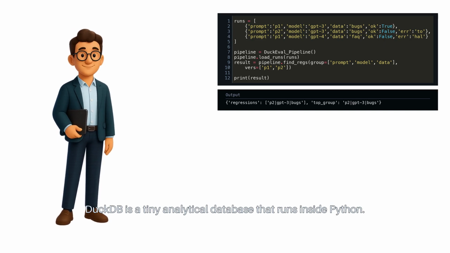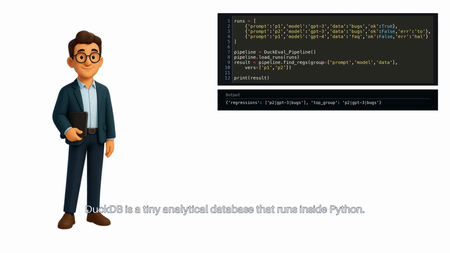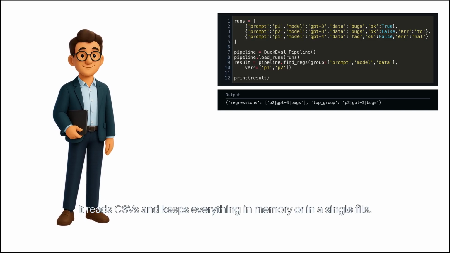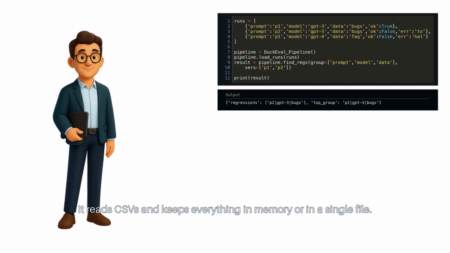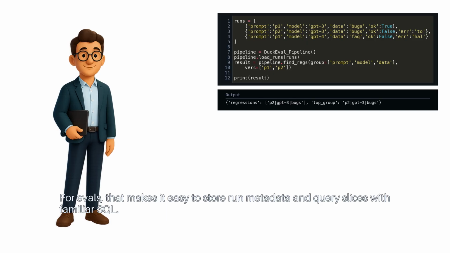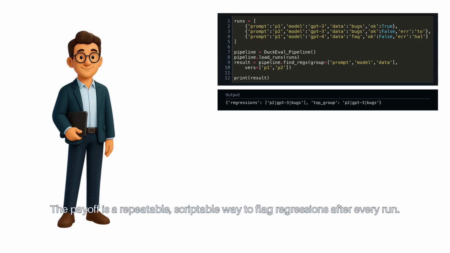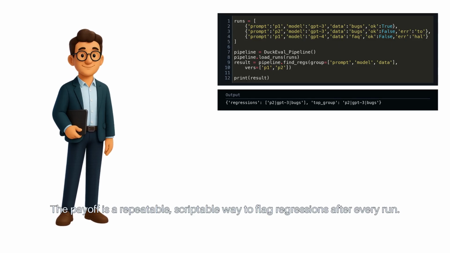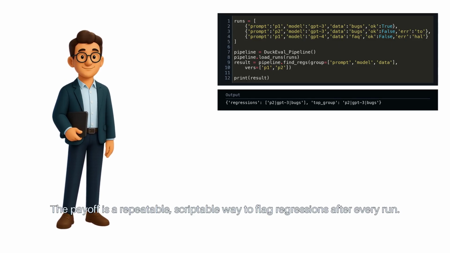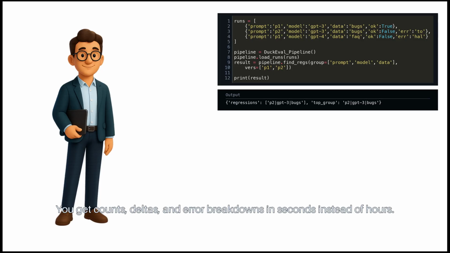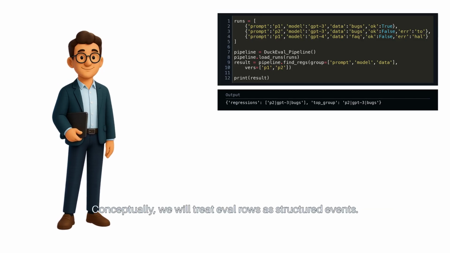DuckDB is a tiny analytical database that runs inside Python. It reads CSVs and keeps everything in memory or in a single file. For evals, that makes it easy to store run metadata and query slices with familiar SQL. The payoff is a repeatable, scriptable way to flag regressions after every run. You get counts, deltas, and error breakdowns in seconds instead of hours.